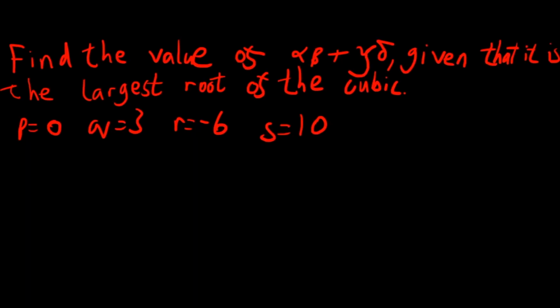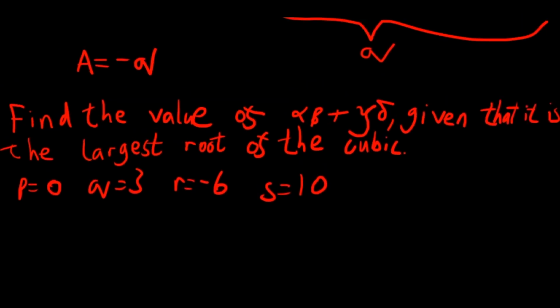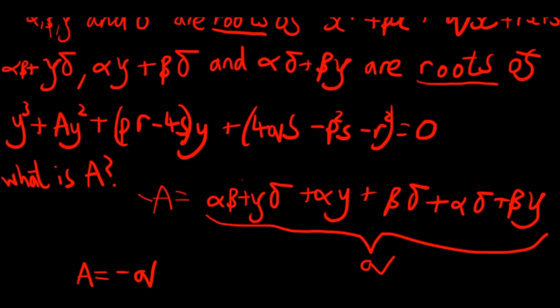Okay, so the first part of the question asks us to find the value of alpha beta plus gamma delta, given that it is the largest root of the cubic. The question also gives us the values of p, q, r, and s, which are on screen. So the cubic that they want us to plug p, q, r, and s into is this one up here, y cubed plus ay squared, etc.